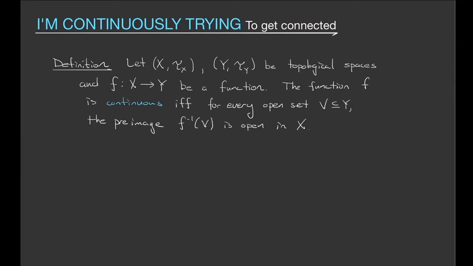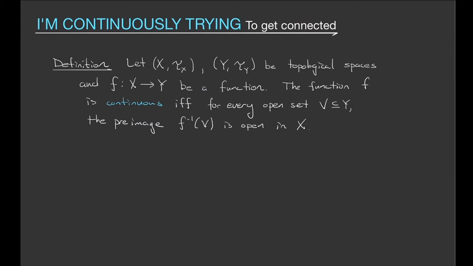For any open set that you have in Y, well, remember, an open set simply means that it's an element of the topology. So for every open set in Y, the pre-image under f should be open in X. So open in Y, the codomain, means the pre-image in the domain is going to be also open.